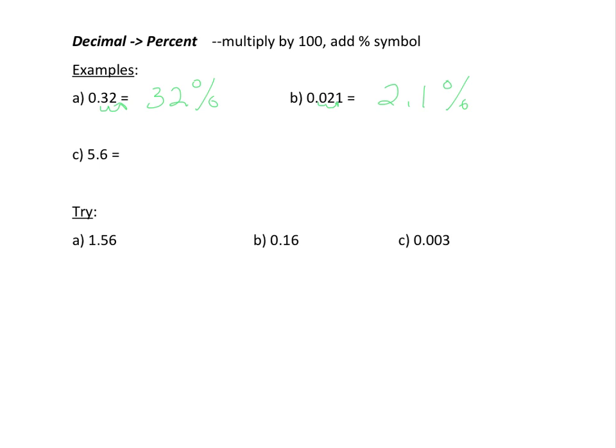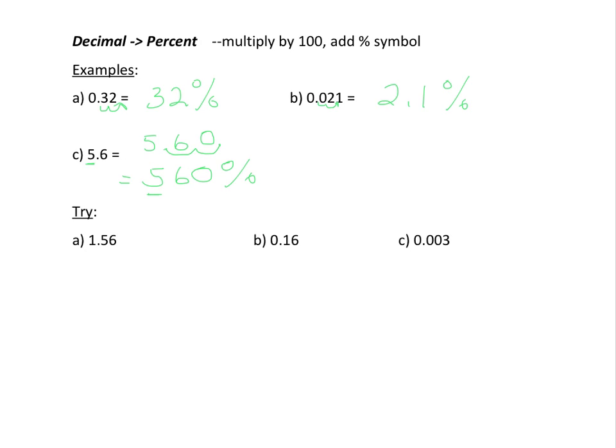With the 5.6, I actually need to add zeros after the numbers. I'll just write that out here. I've got 5.6. I want to move that decimal space twice, so I actually have to include a 0 so that I can put the decimal there. So we end up with 560%. Again, which makes sense because we have a whole number portion, so we have a percent that's greater than 100.